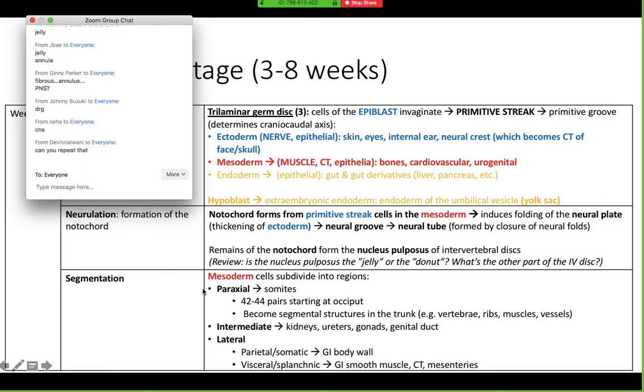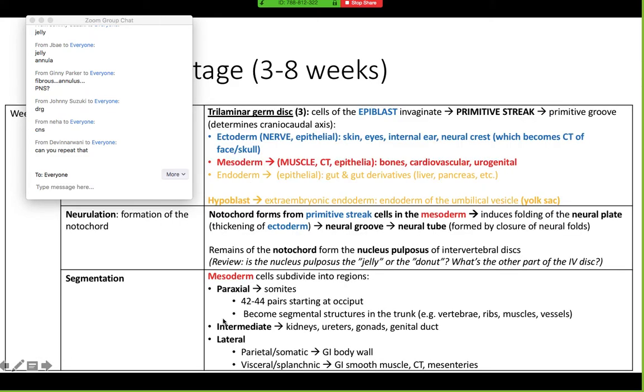Segmentation, I don't really remember being asked about that on this exam, but just know that the mesoderm cells divide into 3 regions: paraxial, intermediate, and lateral mesoderm. So, lateral mesoderm is responsible for parietal and visceral, so body wall and attached to the organ. And then intermediate is kind of everything in the middle, the kidneys and whatnot. And then paraxial is responsible for formation of all of the segmental structures in the trunk.